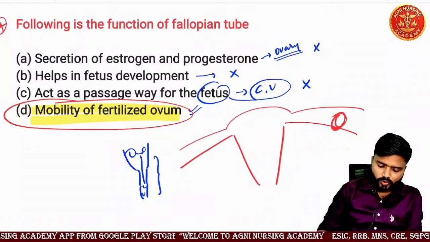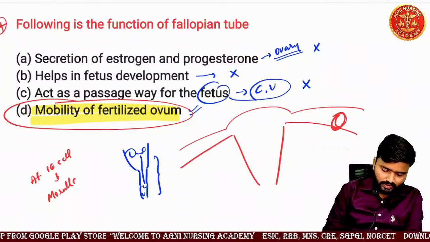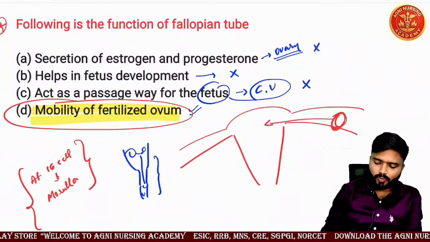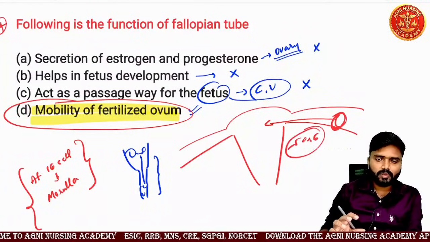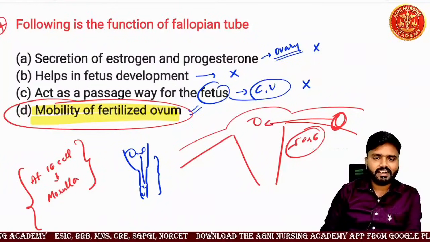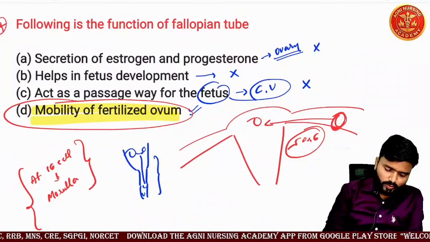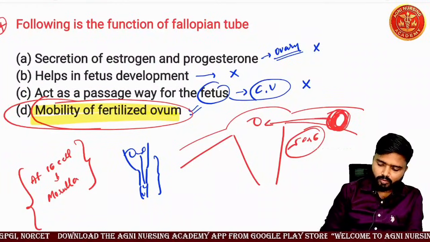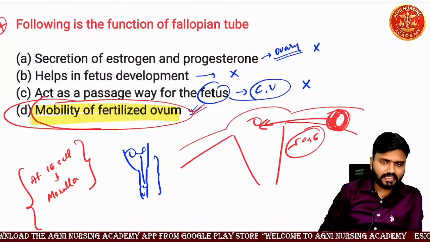This fertilized ovum at the 16 cell stage, we call it the morula. Understood? The 16 cell stage, morula or blastocyst, we call it at the day of 5 to 6, means the 5th or 6th day. It will start movement from the fallopian tube to the uterine cavity. Understood? It will attach, or implantation, at the upper uterine segment on the posterior side of the uterus. So for that purpose, here the fertilization of the ovum will take place, and mobility means movement from the fallopian tube will happen. So option D is the correct answer for this question.